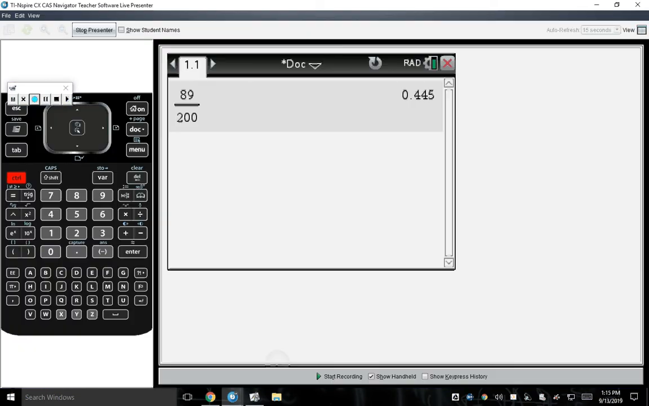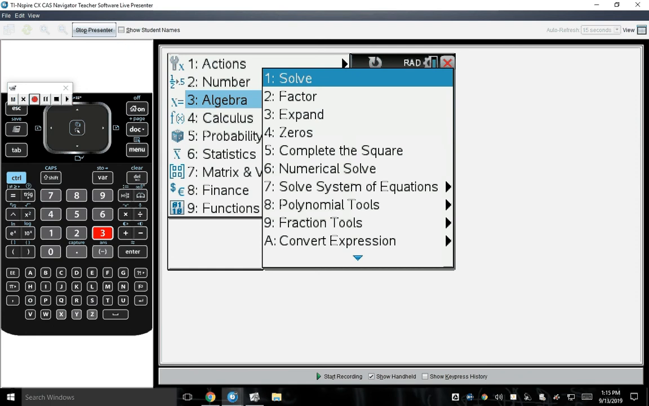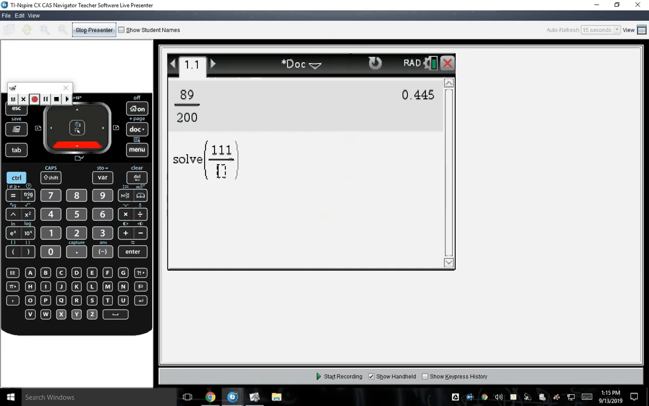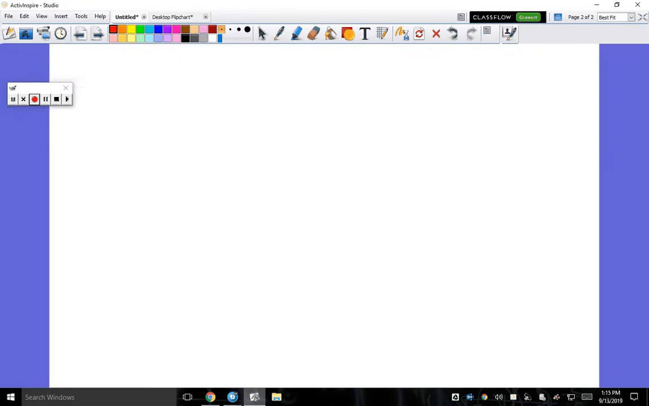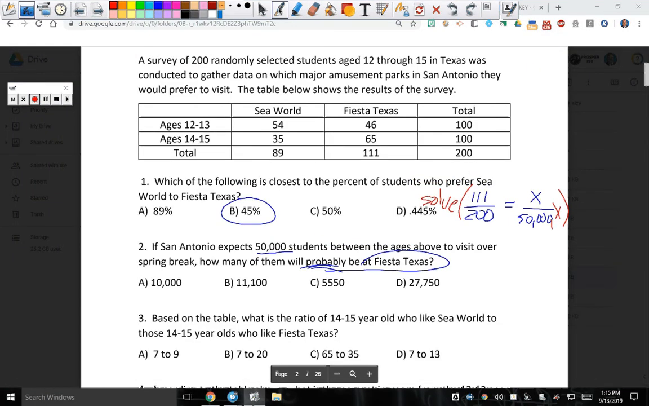And we will go to menu 3.1, control divide 111 over, what did you say, Zach? 50,000. Oh, no, sorry, 111 over 200 is equal to control divide x over 50,000. And then comma x, you always have to tell it what to look for. And you get 27,750. Equals button is to the left of 7. So go to 7 and it's 2 to the left.